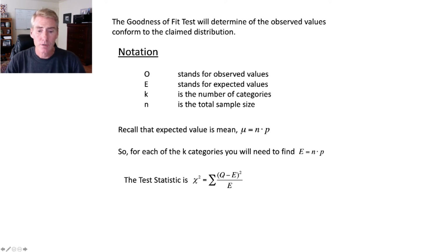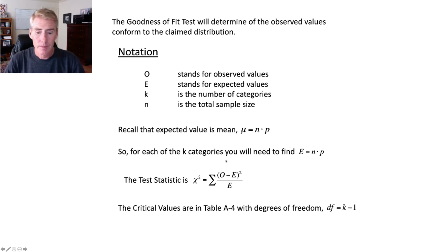Then the test statistic. So this says for each category, take the observed minus the expected, and then square it. And then you divide by the expected, and you add that up for each category, and that is going to be a chi-squared test. Since it's chi-squared, the critical values are in table A4. And for degrees of freedom here, we use K minus 1, the number of categories minus 1. And these are right-tailed tests only. So if we're going to be using 95% confidence, then over in the right tail, we would use 0.05.